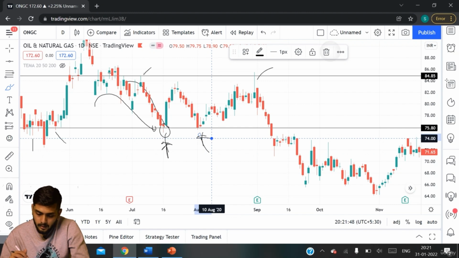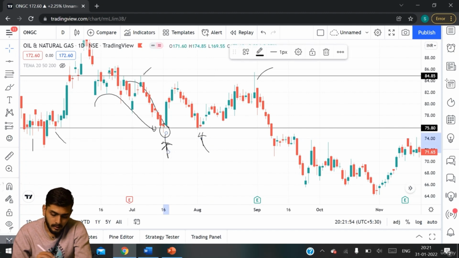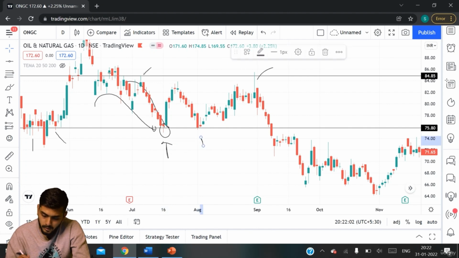Got it? Now, why is support and resistance actually important here? We will get to know that right now. We need to pay ultimate attention here. So first, what we did, we drew a trend line.